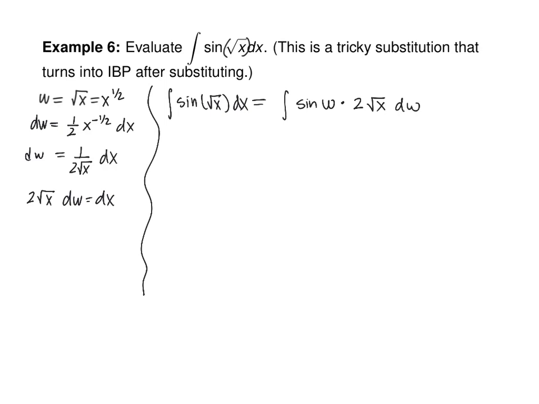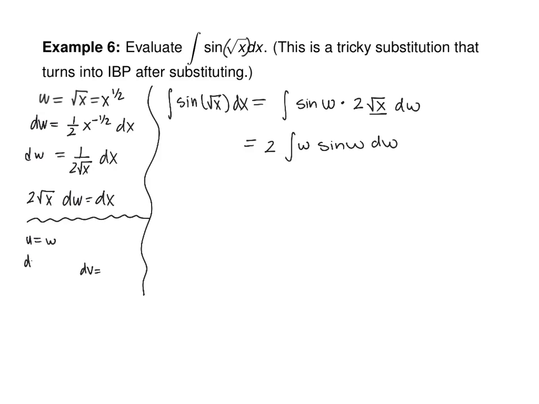As we discussed substitution in the last lesson, you have to have only w's. You can't have x's, but root x is w. So this can become 2 integral w sine w dw. And that is the most basic, most baby integration by parts problem I can give you, w times sine w. It's a basic product, it's one iteration, it's easy. So pick u, pick dv.